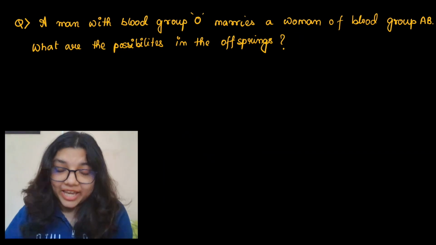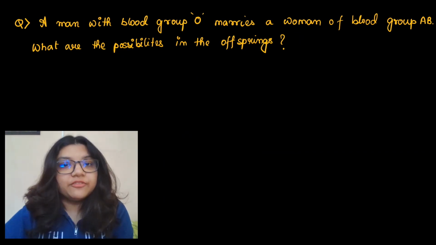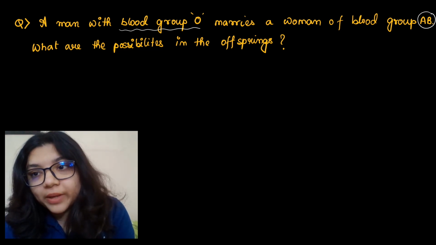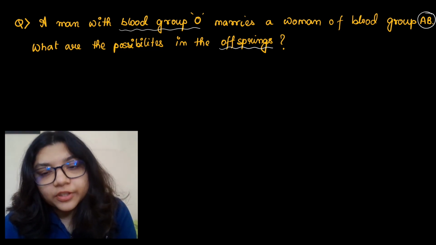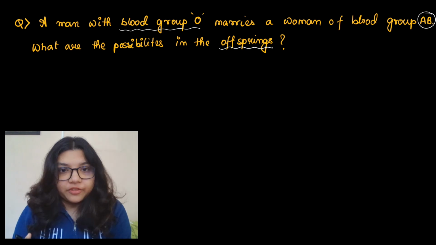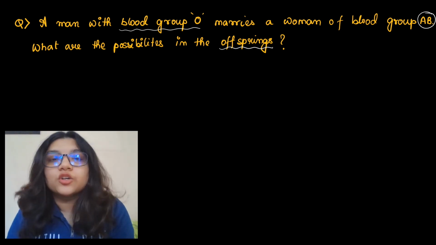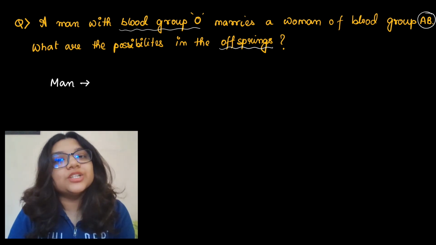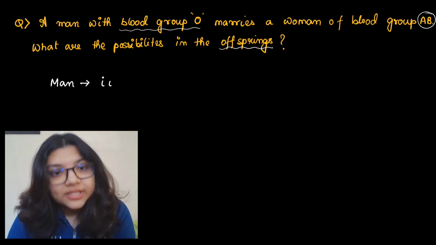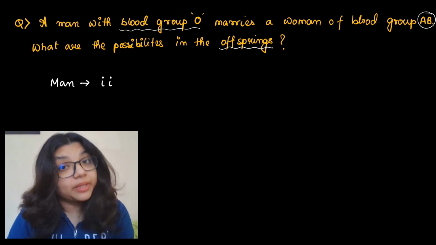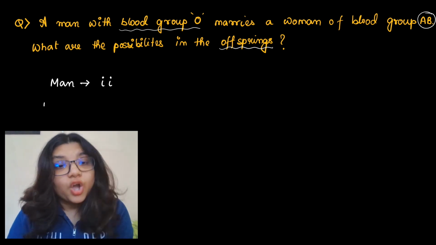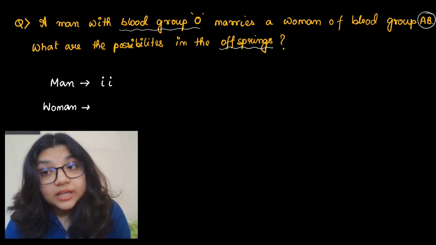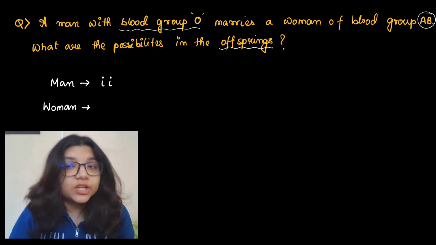Clear? Okay, let's solve this question. A man with blood group O marries a woman of blood group AB. What are the possibilities of the offspring? So let's note down the data first. A man has blood group O. So this man should have the genotype, O means we just saw only small i. Small i is possible, right? Because small i is the recessive one. What about this woman? This woman can have AB. So only one possibility, codominance.